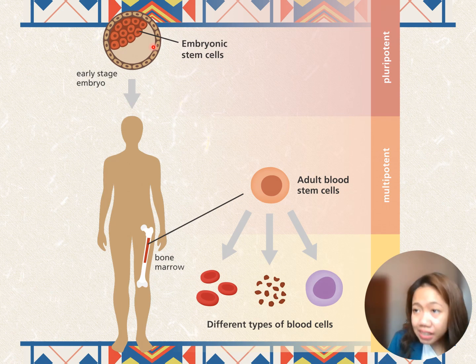So these embryonic stem cells are capable of becoming any human cell. It can be your skin cell, it can be your fat cells, muscle cells, and so on, because they contain the information and the ability to differentiate into specialized cells. That's what we call pluripotent.